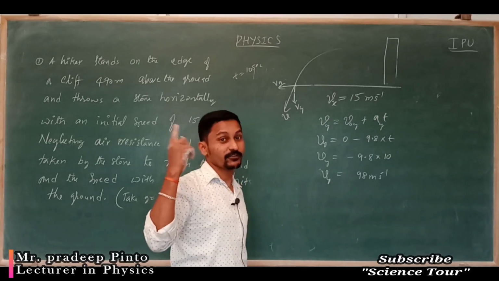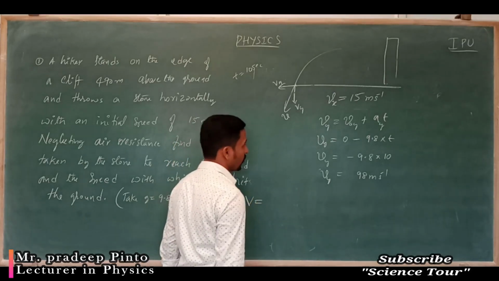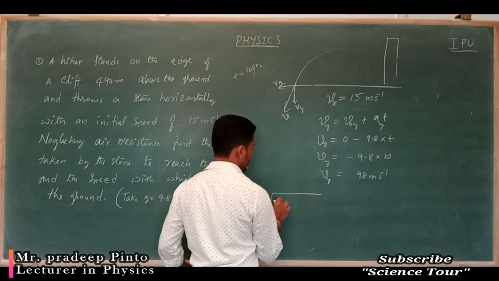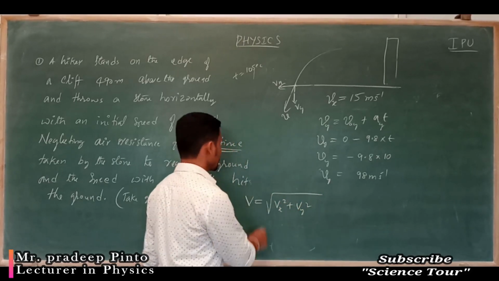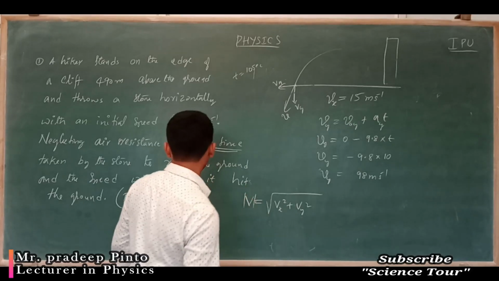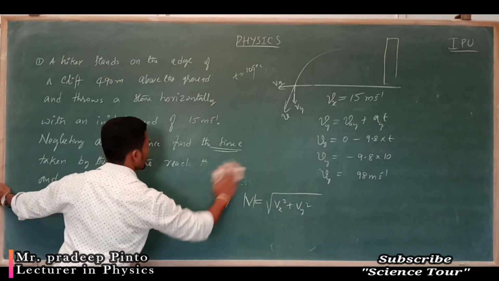See, you should know resolution of vectors. The total vector will be equal to how much? That is the square root of Vx square plus Vy square, which is called the magnitude. So, shall I erase this? I will erase this.